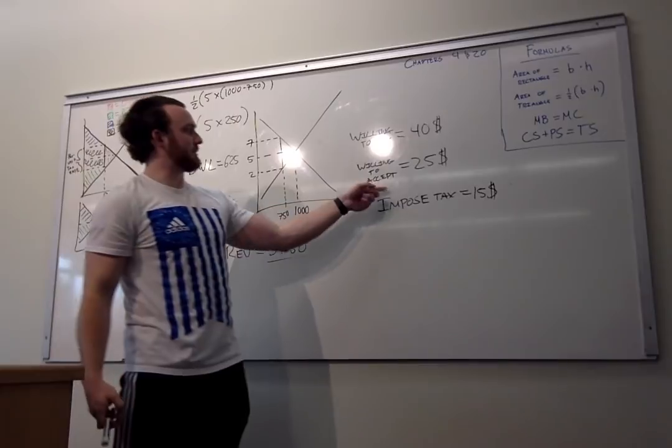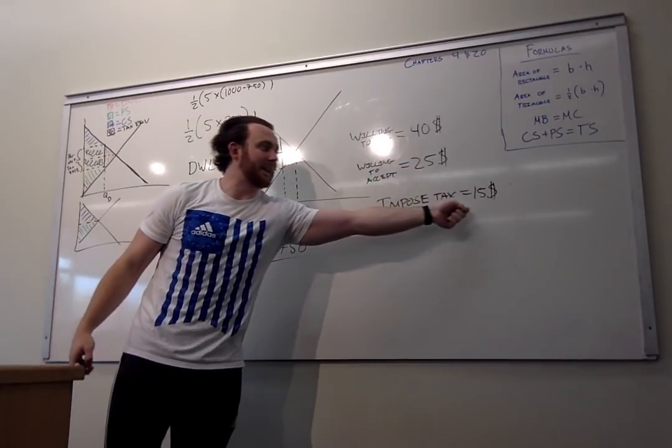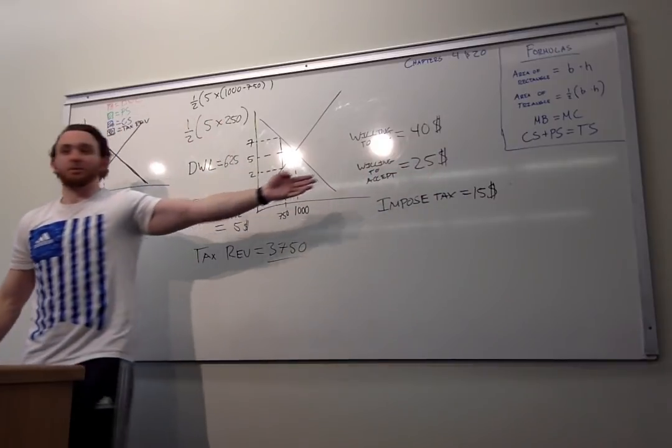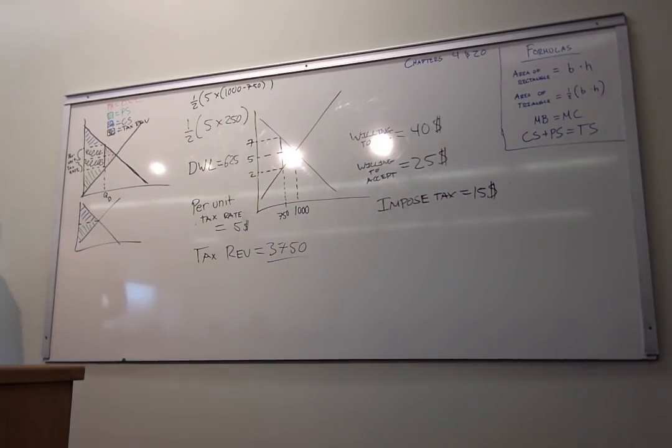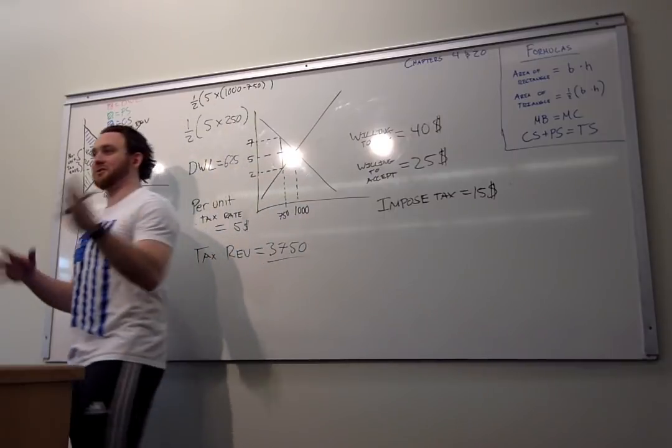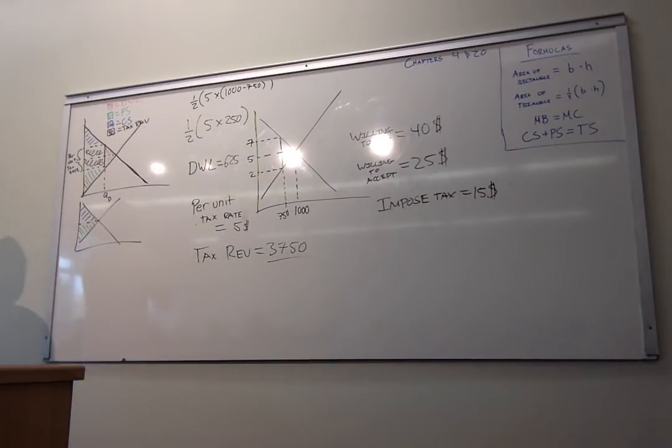Because his minimum that he's willing to accept is $25, but now he has this additional $15, right? His minimum is going to go from 25 up to 40. Does that make sense? And since that is right here, that means that the marginal benefit and marginal cost equal each other. So it will happen, but there's no surplus.